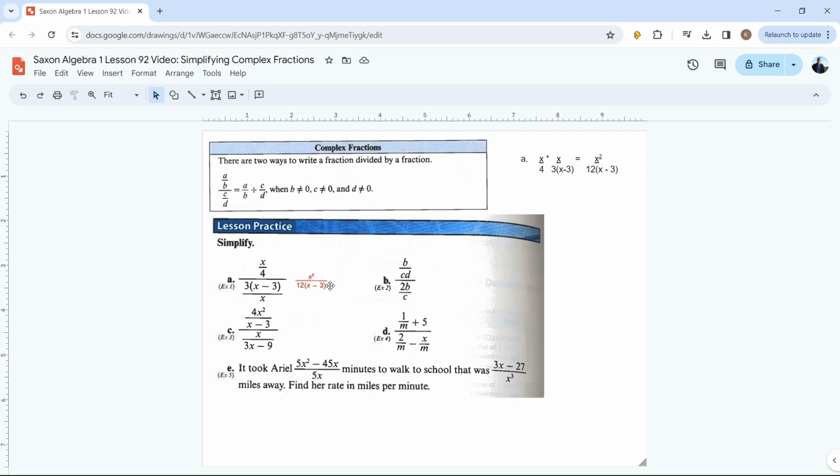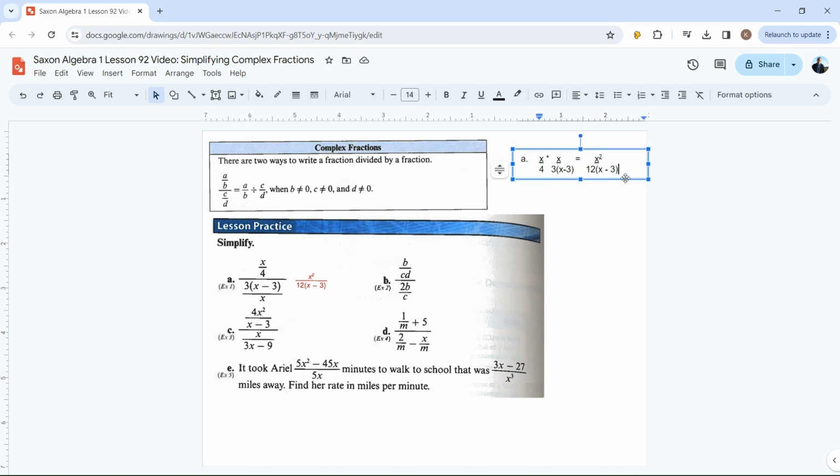We're just going to show all the factors and that none of these are going to cancel. And that is how you do these sorts of problems. It's just a keep, change, flip problem. All right, let's go on to letter B.